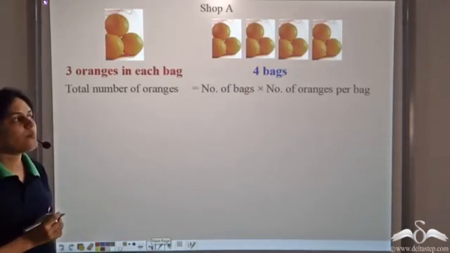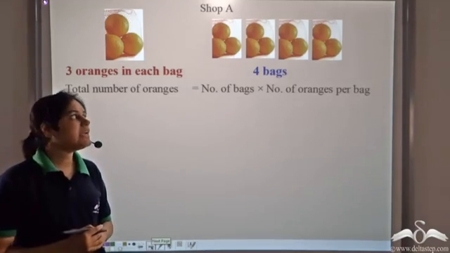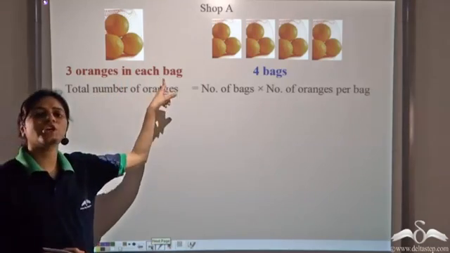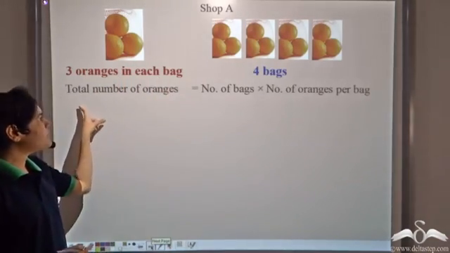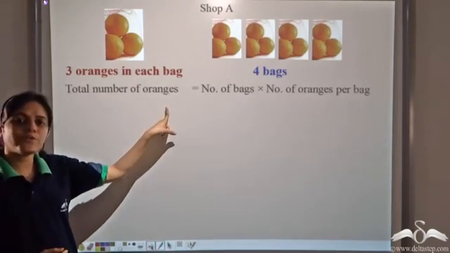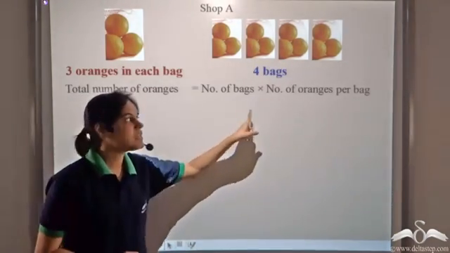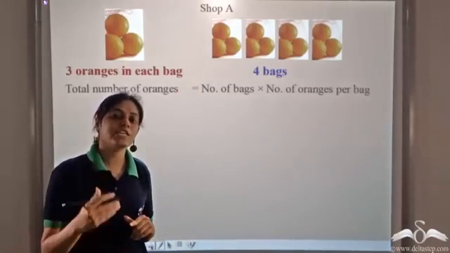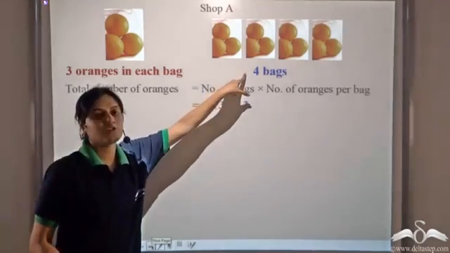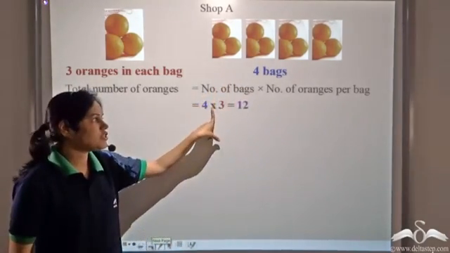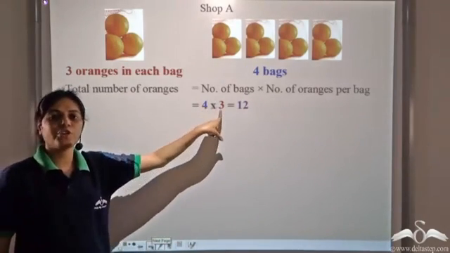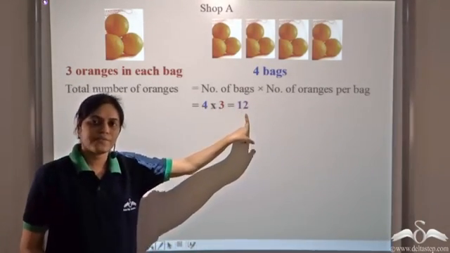Suppose you go to a shop A, and buy 4 bags of oranges. Each bag has 3 oranges. So what will be the total number of oranges which you have? Well, total number of oranges will be number of bags into number of oranges in each bag, which is equal to 4, because 4 is the number of bags, into 3 oranges per bag. So 4 into 3 gives us 12.